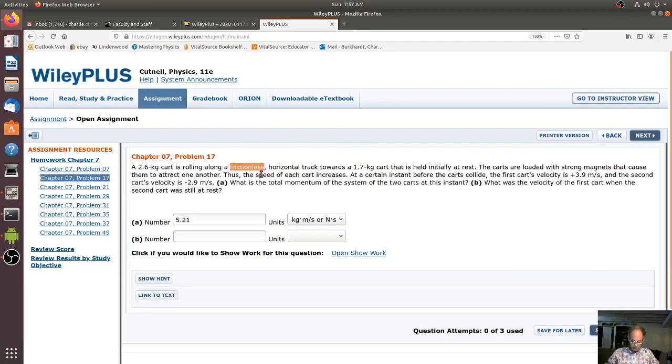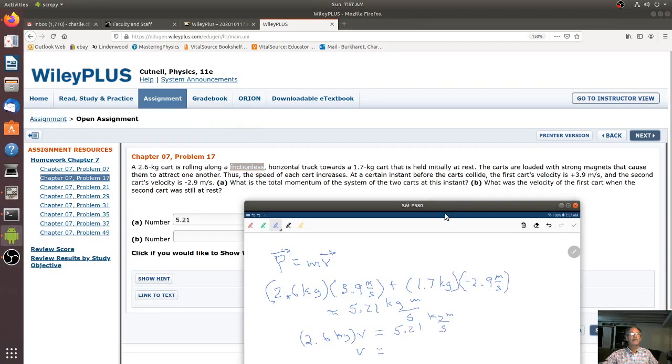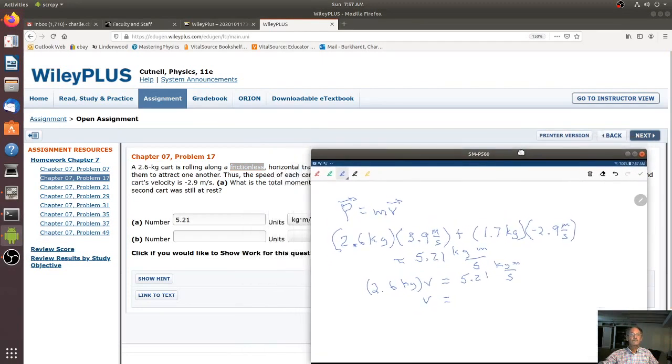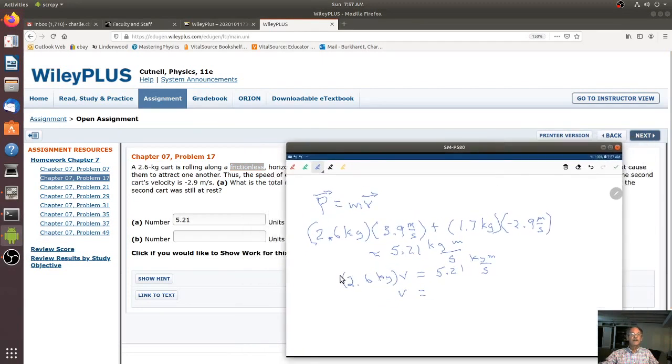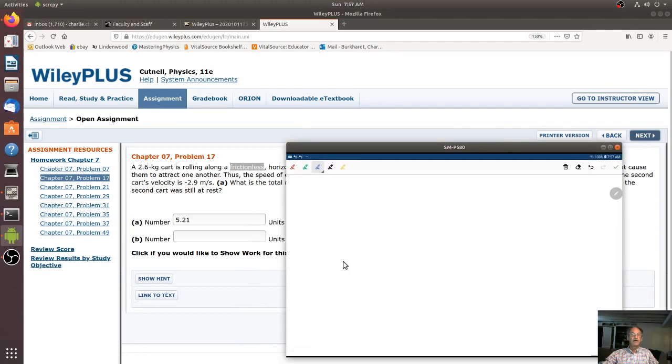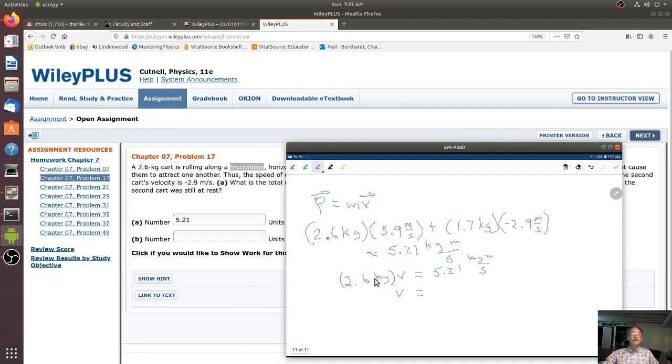Take 5.21 and divide it by 2.6. Oops, tablet disappeared again. So here's the momentum of the cart before the attraction started to occur. The other one's at rest. And there's a total momentum, which has to be the same. So I take 5.21 over 2.6.